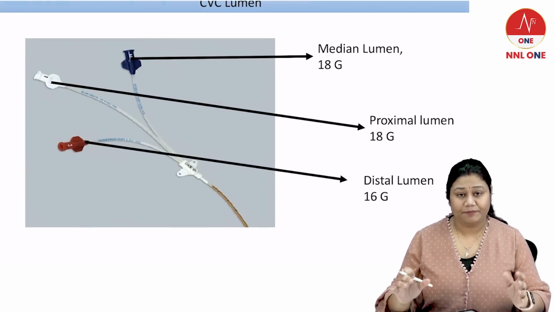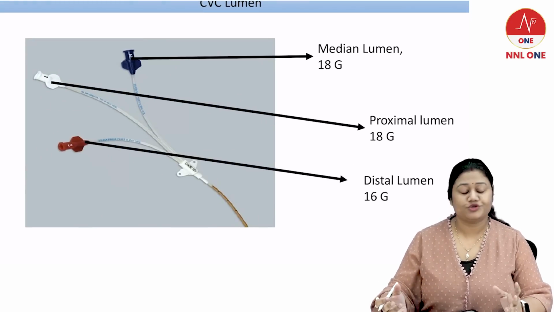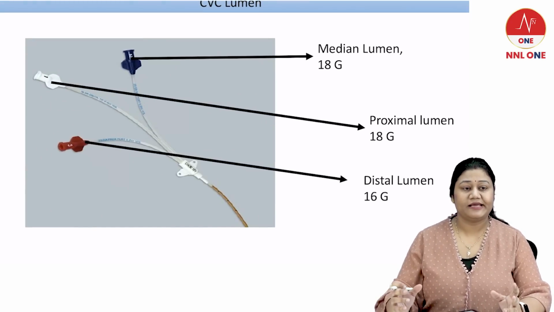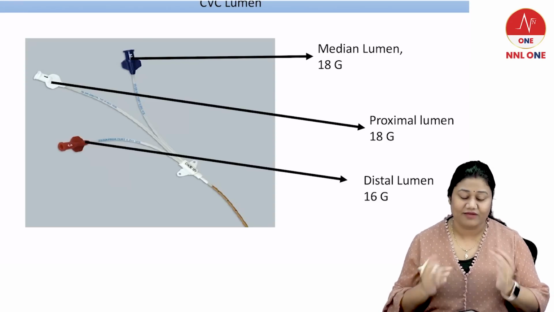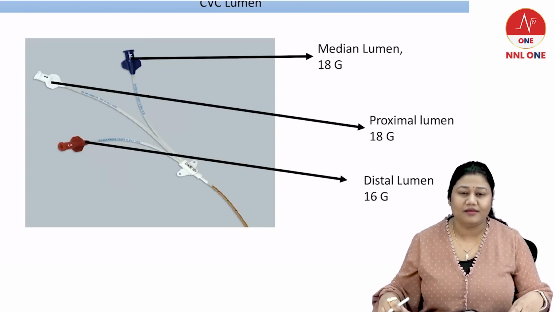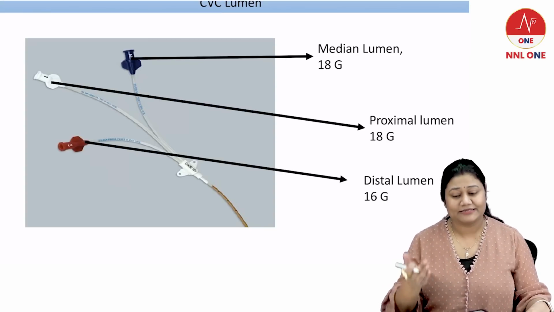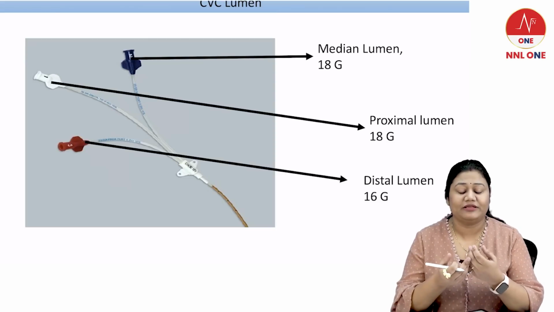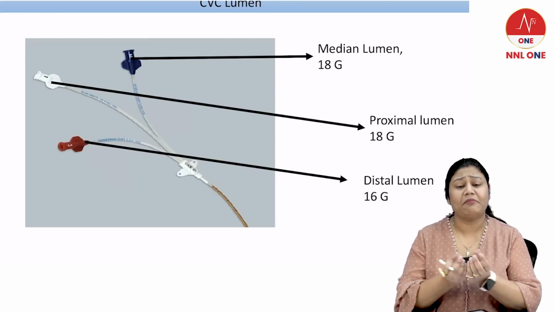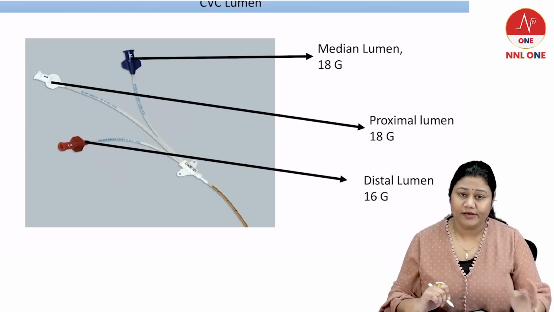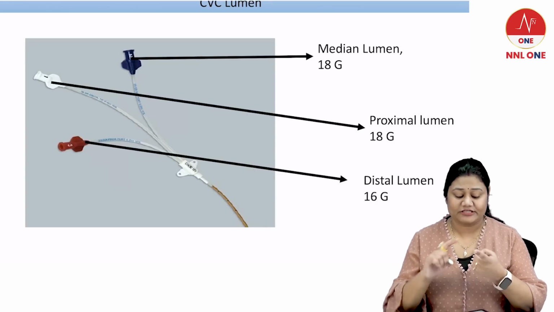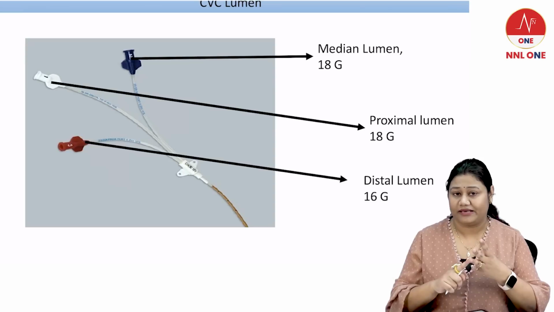Then in CVP, another very important point: the most common CVP line that we use in the clinical setting is triple lumen, because CVP insertion is a very tedious task and we don't want to do it again and again unnecessarily. So we use it with multiple lumens so that our various purposes get solved. The triple lumen CVP is most common, which has a distal lumen, proximal and medial lumen.